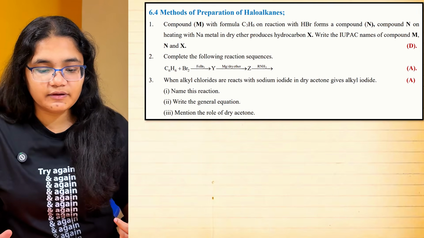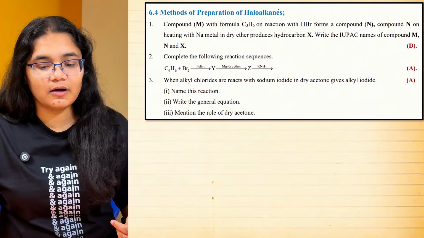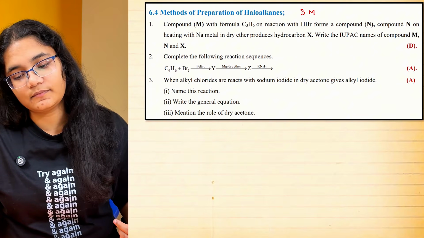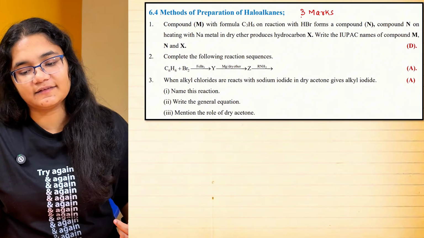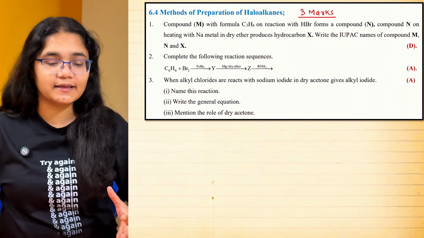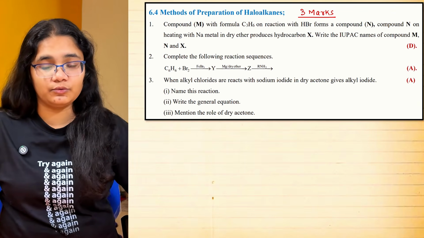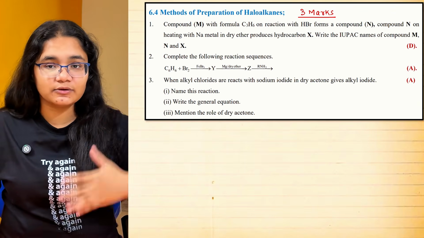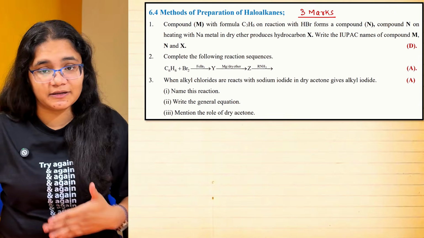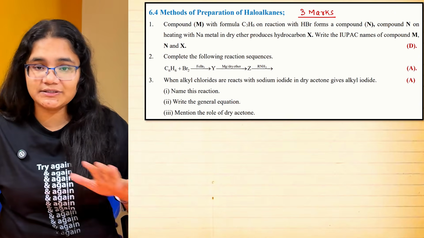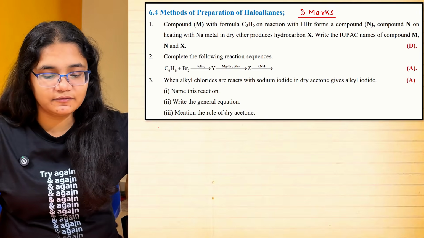Now we will move to your 3-marker questions. As I told you, you should not think that from this chapter we will not be getting 3-marker questions. It is not like this, because the 5-marker can be a sum of 3 plus 2. So you need to do 3-marker questions as well. Let's solve the first question, a very interesting one.